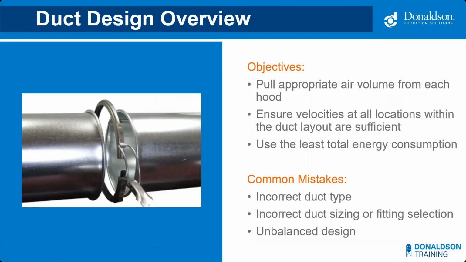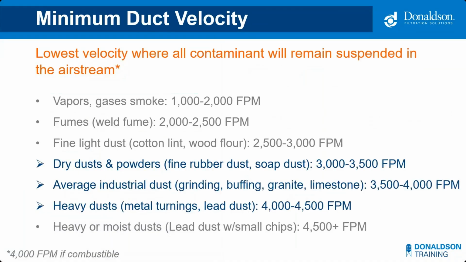Few common mistakes that we see when it comes to duct design: the incorrect type of ducting is being used, incorrect duct sizing or a fitting is being used, and most commonly is probably the duct system is not balanced correctly. So when it comes to duct, minimum duct velocity is a critical design factor. If you drop below that, the dust can settle out within those ducts, become heavy, cause safety issues, not to mention that you lose airflow.